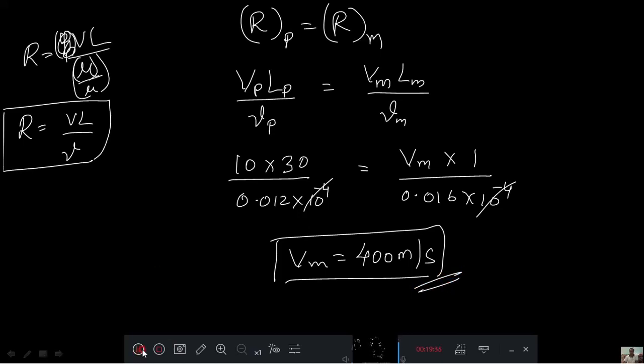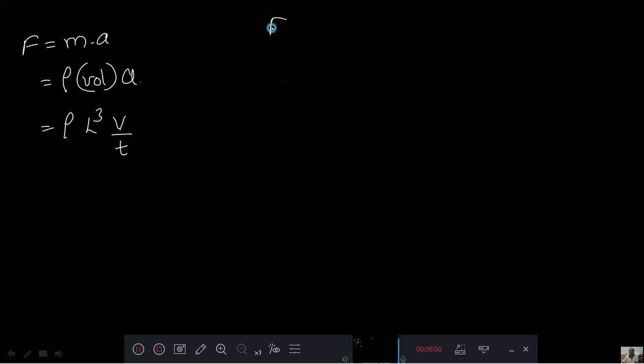And coming to the next one, what do they want? Force ratio they want. Force ratio means, first basically what is the force? Force is mass into acceleration. Mass is rho into volume, into acceleration. Rho is rho, volume means L cube, and acceleration in ratios means Fr is equal to rho r into Lr cube into Vr divided by Tr. Okay? Then one by one we will calculate and substitute back.